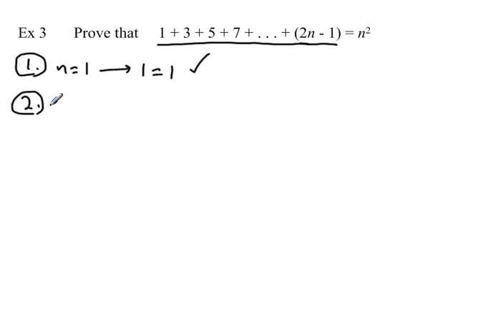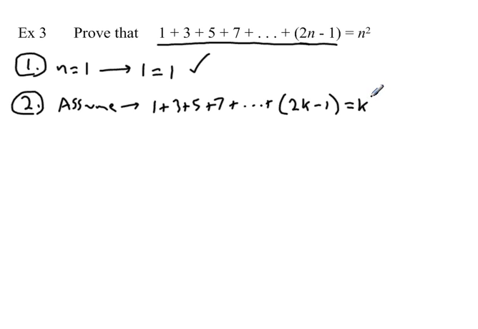Second step, and this is going to take a little bit of work here. We want to assume that this sequence works for any value k. So we want to assume that this is true: 1 plus 3 plus 5 plus 7 plus ... plus, I'm going to put k in place of n. k just stands for any number, and that's going to equal k squared. We want to assume that this is true.